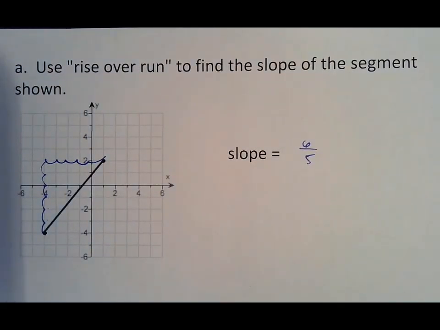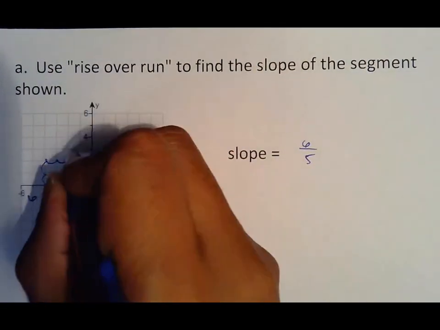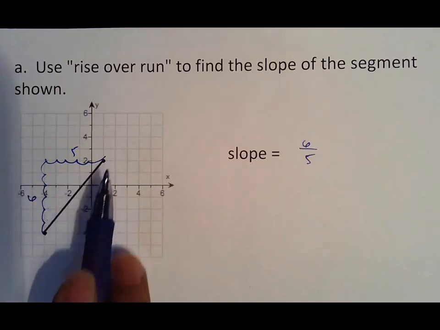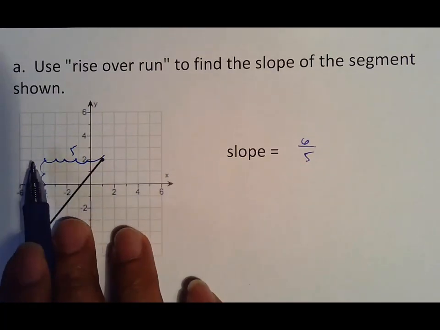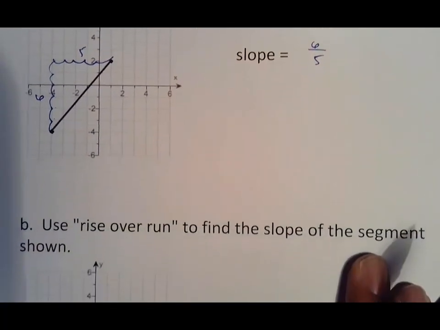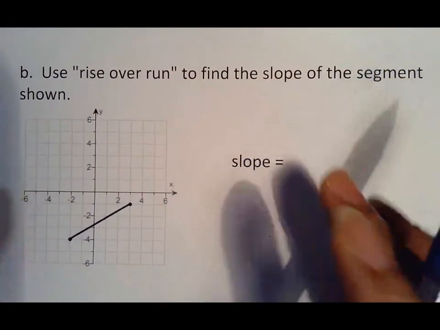That's all you have to do. Count your rise, which is 6. Count your run, which is 5. You went up 6 over 5. So your rise is 6. Your run is 5. That is your slope. Again, use rise over run to find it.